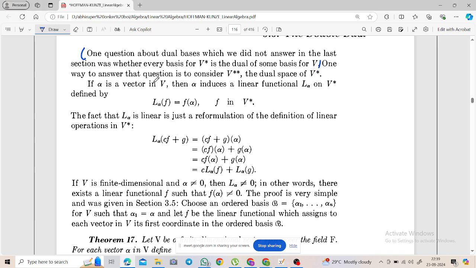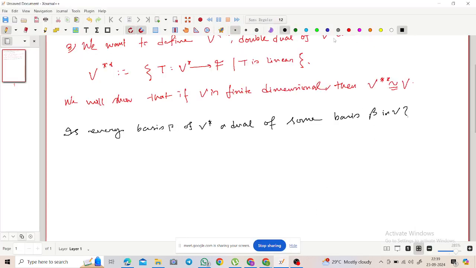So this is a question. One way to answer the question is to consider V star star, the dual space of V star. Let alpha be a vector in V. Alpha induces a linear transformation L alpha on V star. So this is sometimes called the evaluation map.